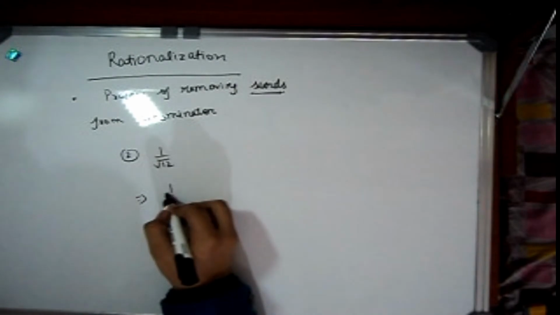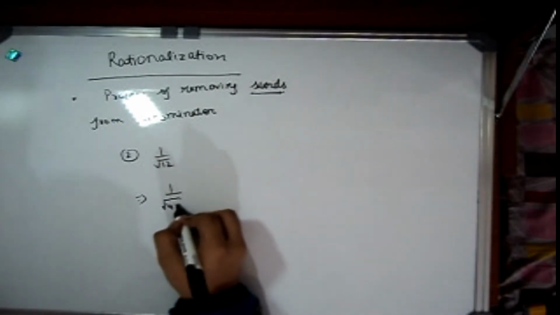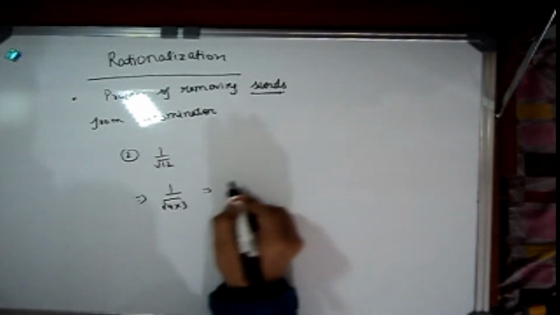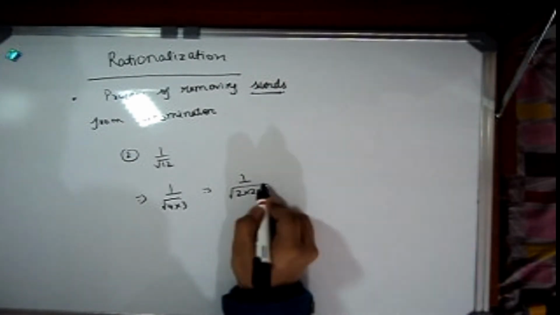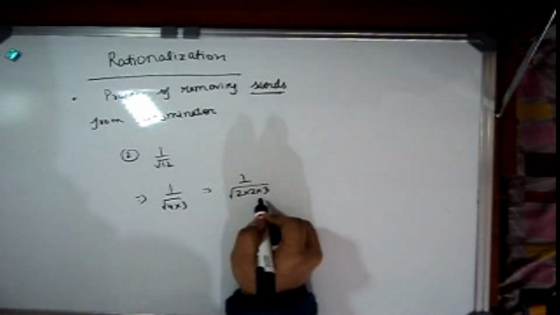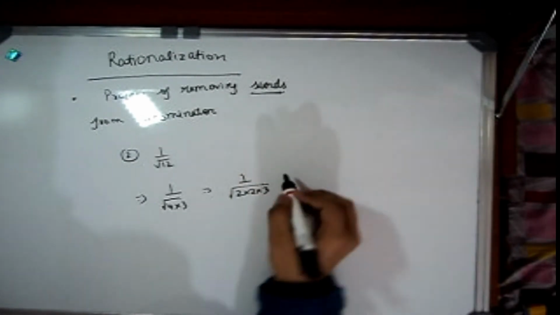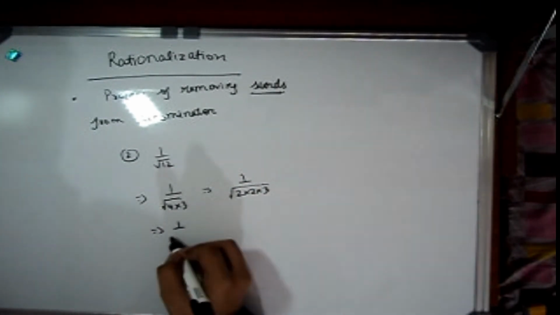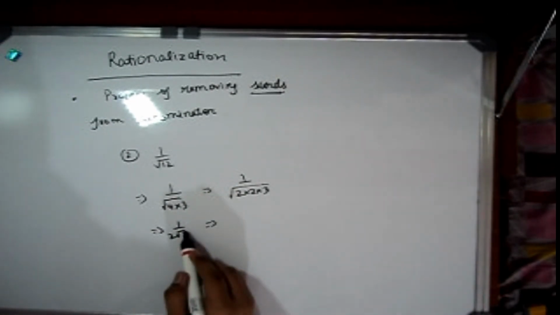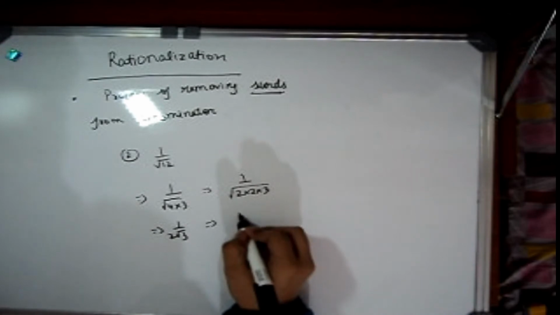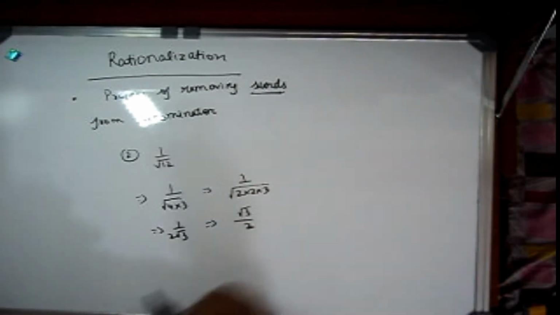But there is one more method. What is 12? 12 is 4 into 3. And what is 4? 4 is 2 into 2. So 1 by root of 2 into 2 into 3. We take the 2 into 2 out of the root sign, so it will be 1 by 2 root 3. Then we just multiply by root 3, so root 3 by 6 will be the answer.